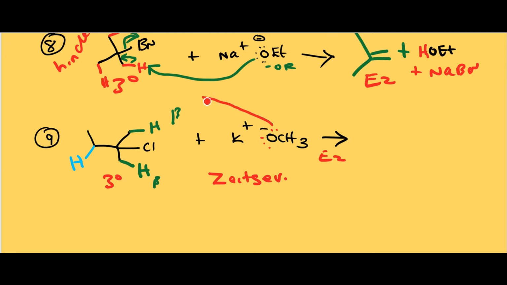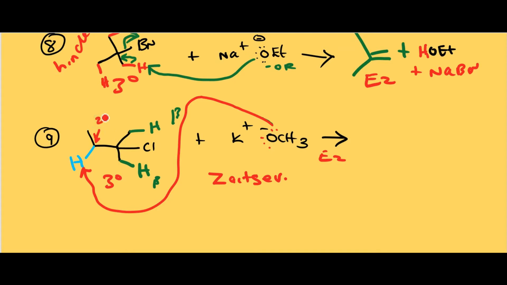So let's push arrows. Now to form the Zaitsev product, the most substituted product, you want to steal a hydrogen sitting on the most substituted carbon. This carbon right here is bordered by two carbons, while this carbon here is bordered by only one.